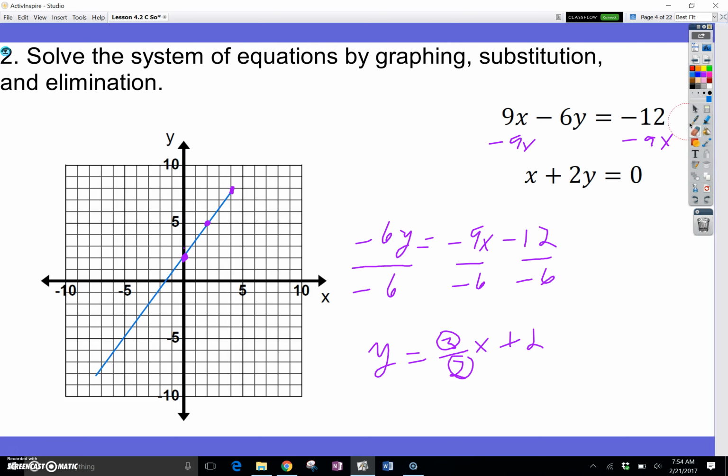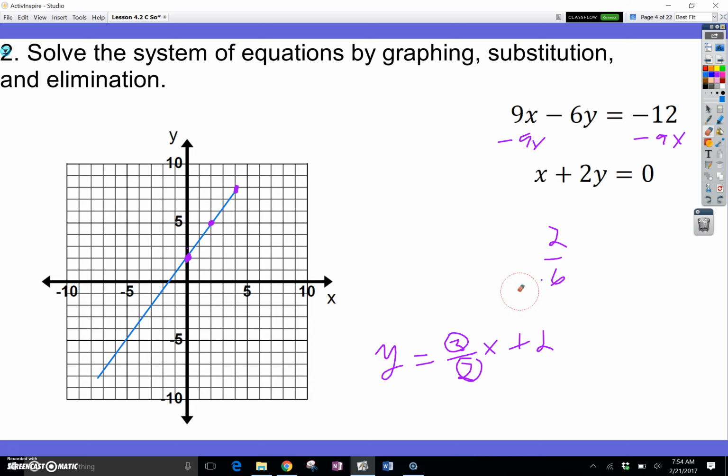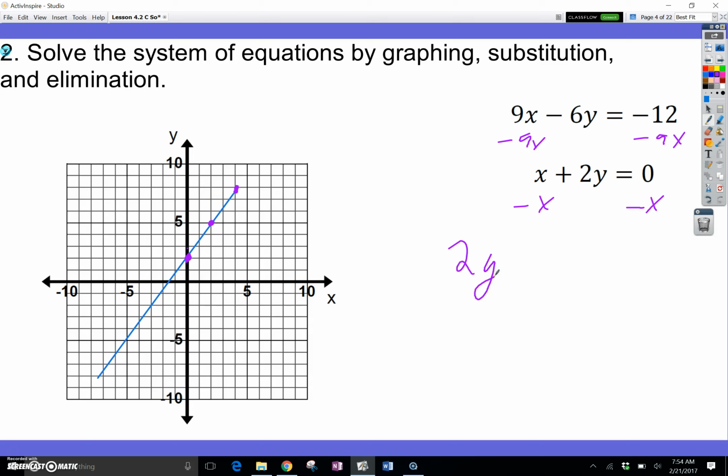Alright, now the next one, x plus 2y equals 0. Same idea, get y by itself. So that'd be 2y equals negative x. Divide both sides by 2 to get y equals negative 1/2 x. So there is no b value, so I'm going to start at the origin of 0, 0. And I'm going to go down 1 over 2. And now I'm going to see where these lines intersect.